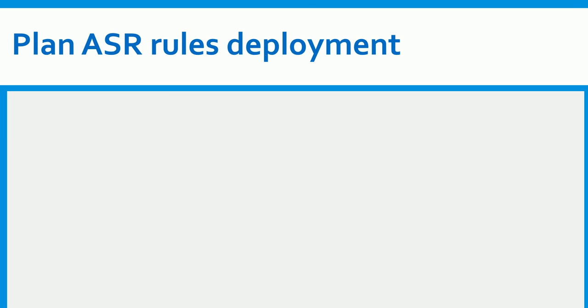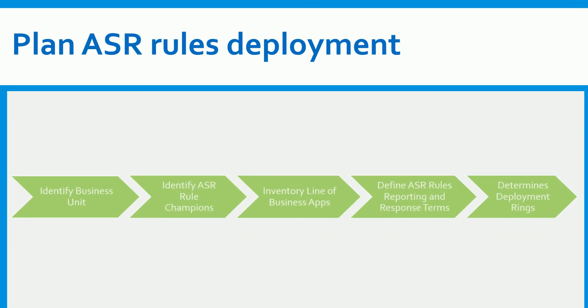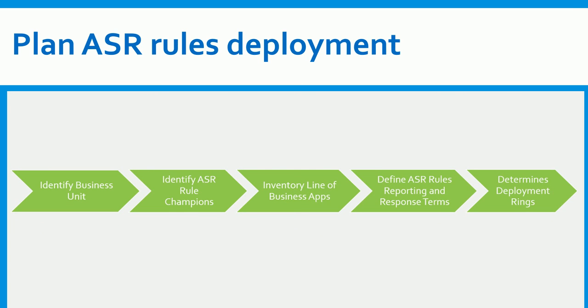Now, let's go with the plan for the ASR deployment, how you can do that. Identify the business unit, then identify the ASR rule champions, inventory line of business apps, define the ASR rule reporting and response terms, and then determine the deployment rings. So what is the overall output of this study and the deployment rules?